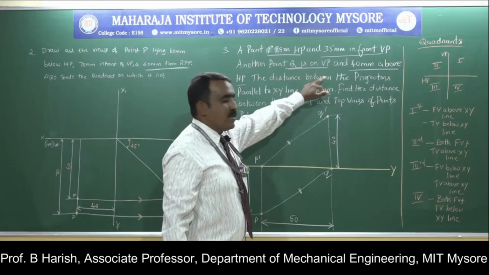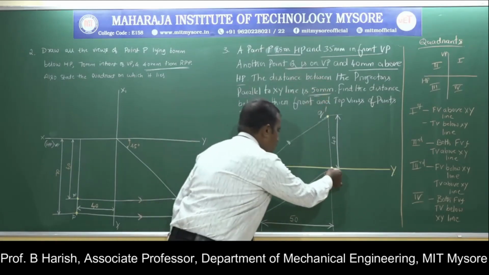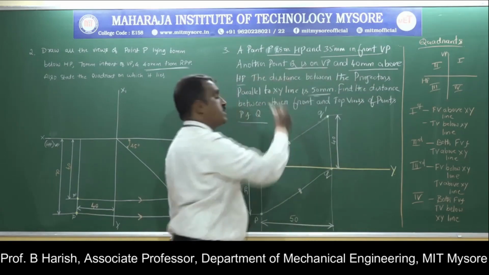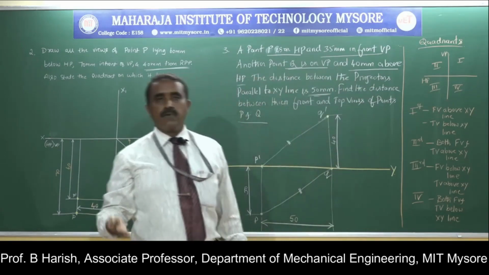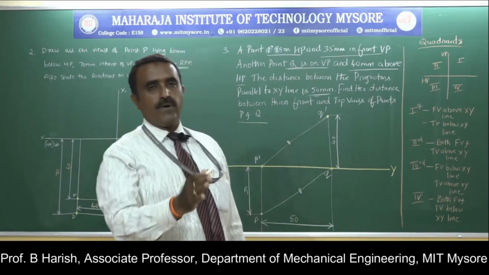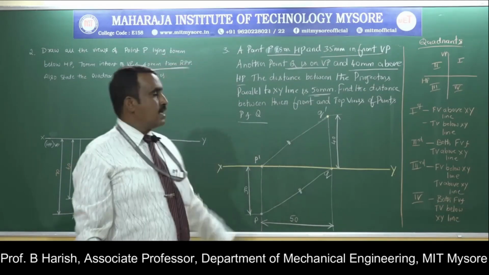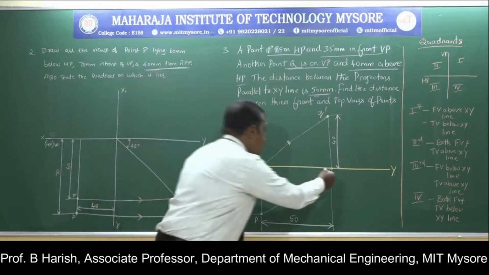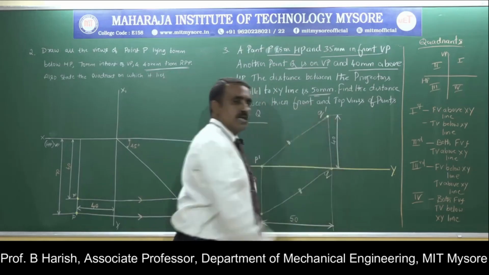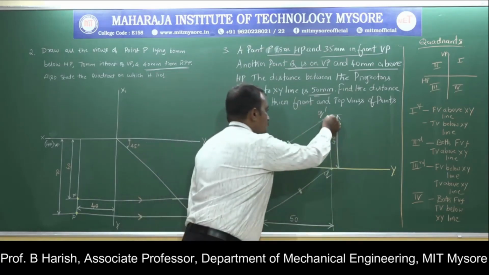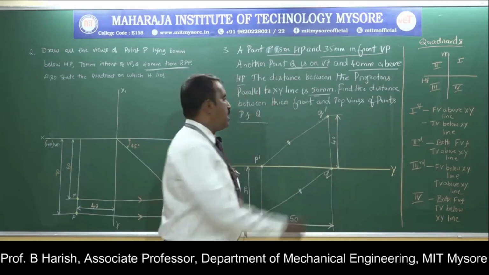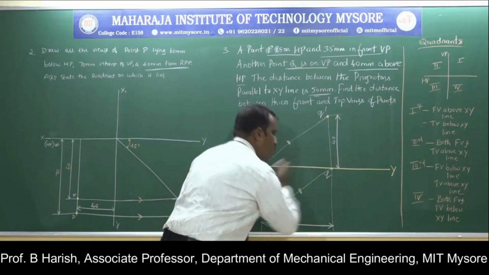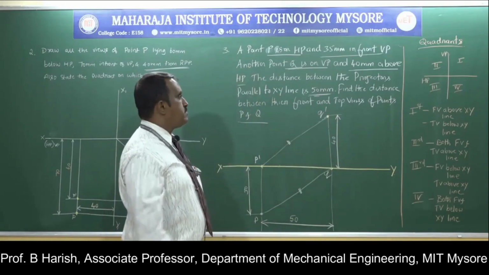Point Q is on VP, so here you'll get the projection on your XY line. 40 mm above HP. Above HP means it will always be above the XY line, and in front of VP means it will always be below the XY line. So from this point, you measure a distance of 40 mm. There you will get the projections of one more point, that is Q dash and Q. So I have drawn the projections of the two points P and Q.